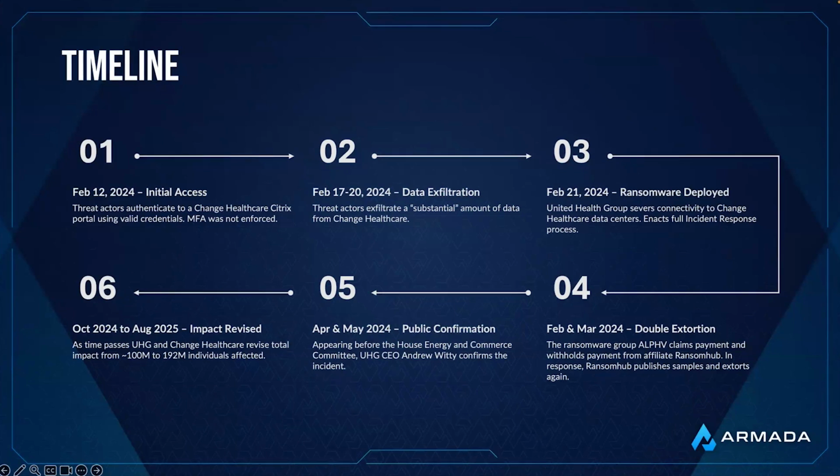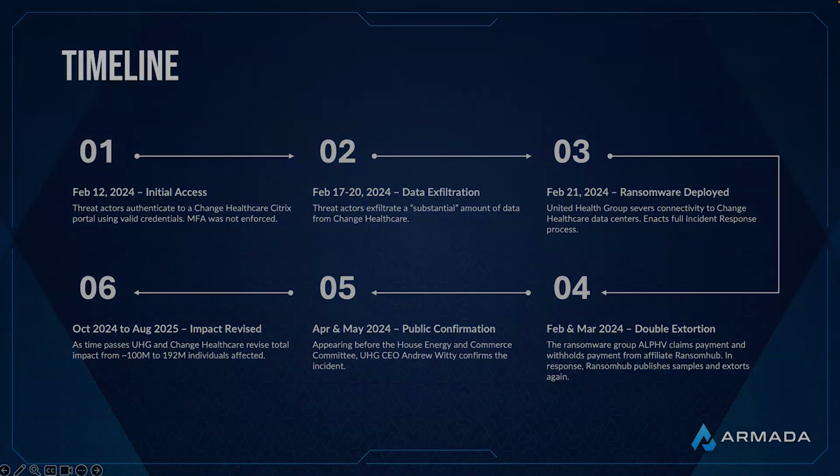Originally it was about 100 million people estimated. Of course, as they got in there, they did forensic analysis, and they really started to look at what data was exfiltrated. They came to find out it was closer to 192 million people. It all started with an Infostealer.